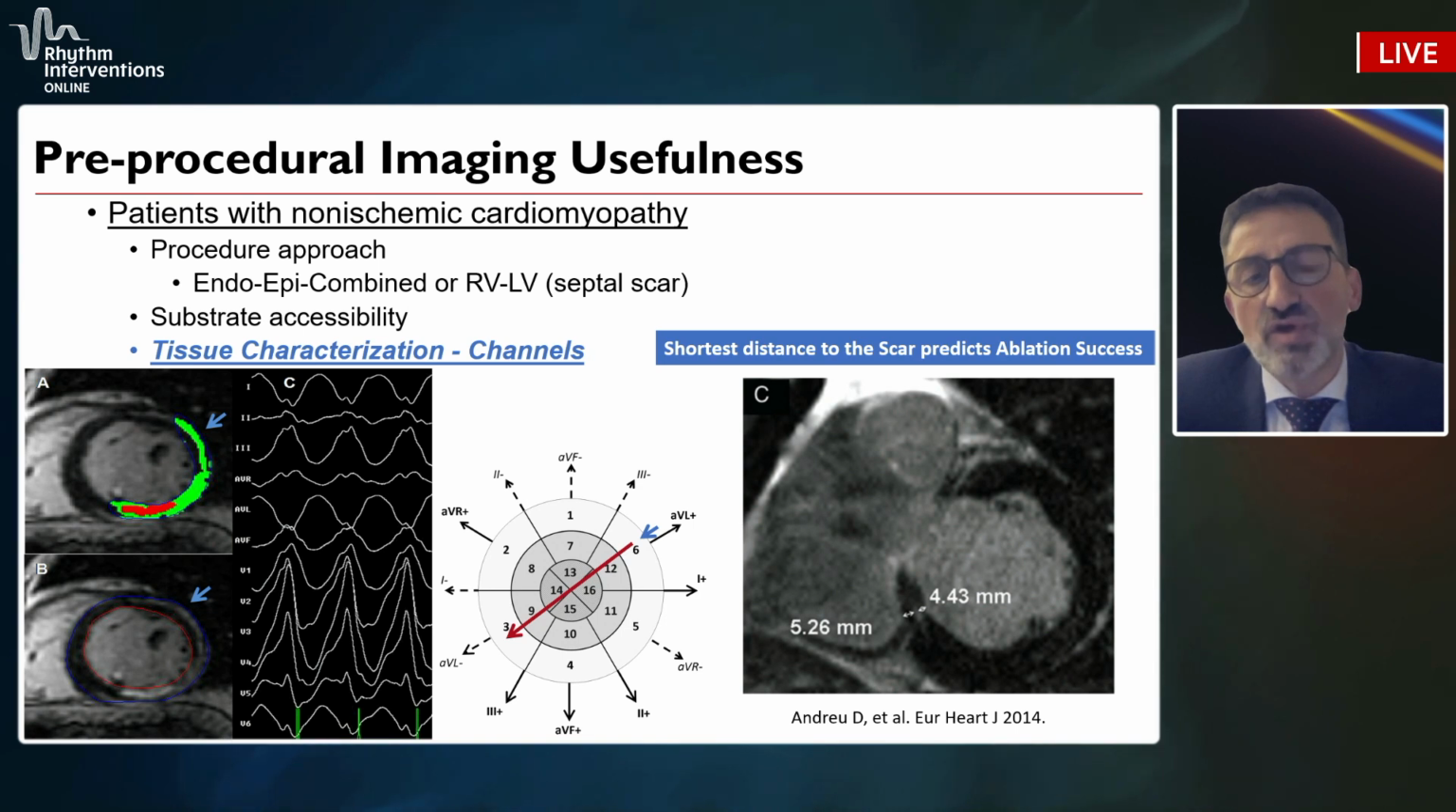And in this patient, there is only fibrotic tissue on the epicardium, so you can choose to go. If what you want is to ablate the clinical VT, you can go only epicardially to ablate this VT in this given patient. Also, information from the MRI performed before the procedure can inform about the most probable successful site for ablation in cases of septal VTs with septal fibrotic tissue, because the shortest distance to the scar is predictive of ablation success from the left or from the right ventricle.